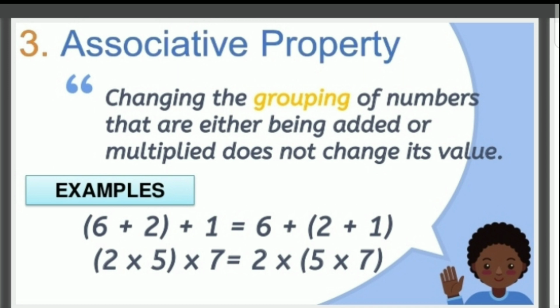See here, associative property, again the formula. You should follow the formula, the way you are grouping the numbers. First two numbers are grouped, plus the third number. Next, the first number plus the other two numbers grouped, so the result will be the same. But you should remember here, subtraction will not be considered in the associative property. Only addition and multiplication will give you the same result. That's why changing the grouping of numbers that are either being added or multiplied does not change its value. So please go through this one.